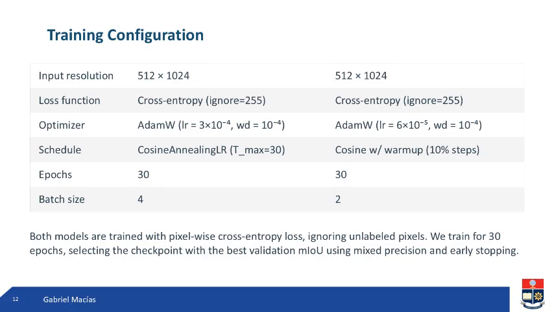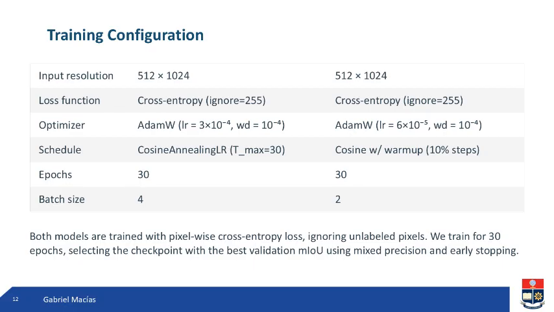Next, the loss function used for training is cross-entropy loss with an ignore index set to 2. Cross-entropy is a standard choice for semantic segmentation because it treats the problem as a pixel-wise classification task. The ignore index allows us to exclude unlabeled or ambiguous pixels from contributing to the loss calculation, which prevents noisy annotations from negatively affecting training.